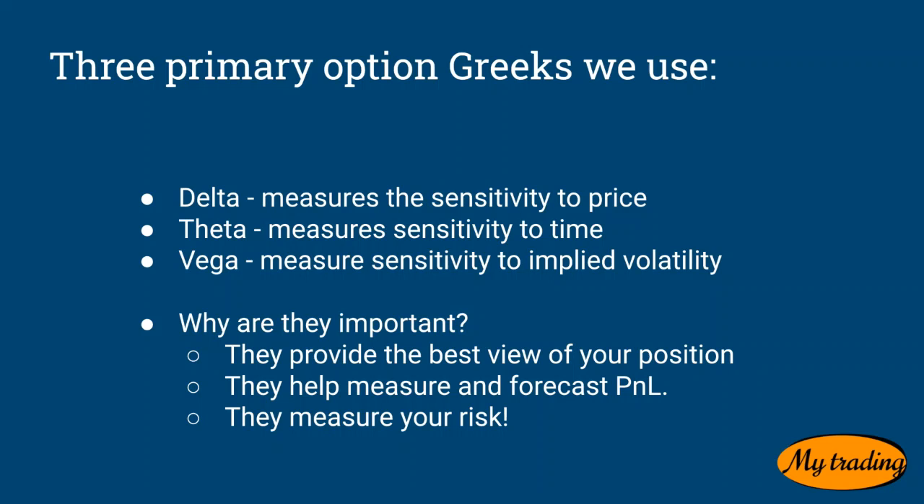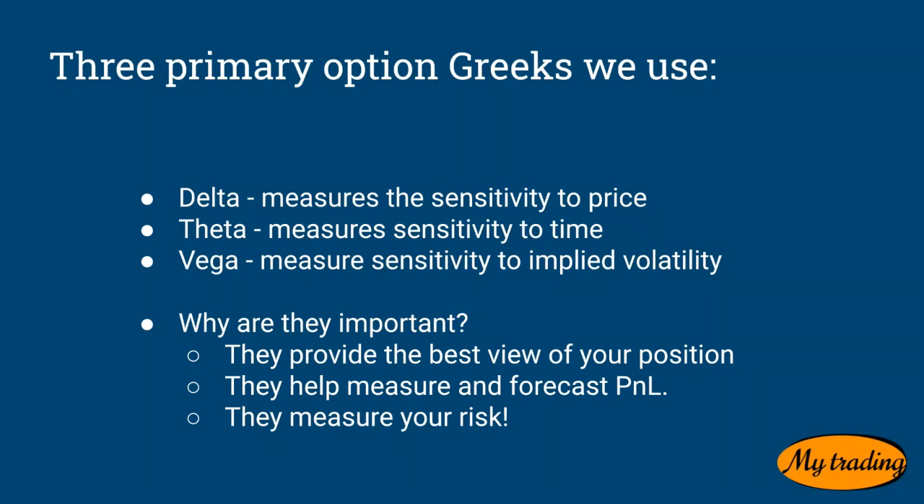They really tell you what your position looks like, where the risk is. They help you measure and forecast your P&L. In other words, your profit and loss is going to be implied through these numbers. You're going to know if price moves this way, or if 3 days pass, this happens. You're going to have some good idea about what the future holds in terms of your profit or loss.